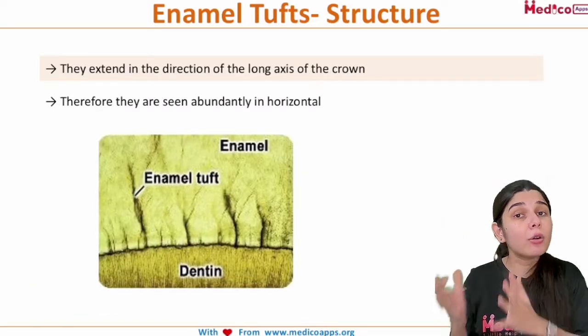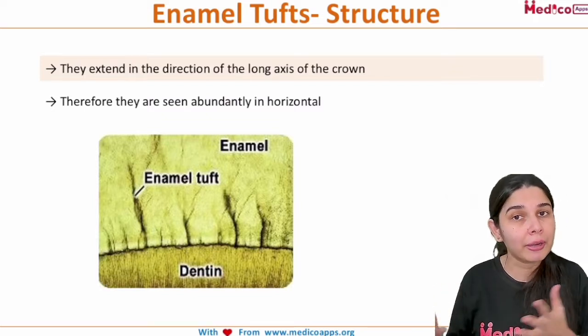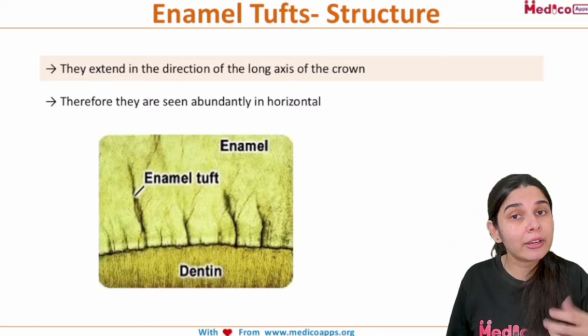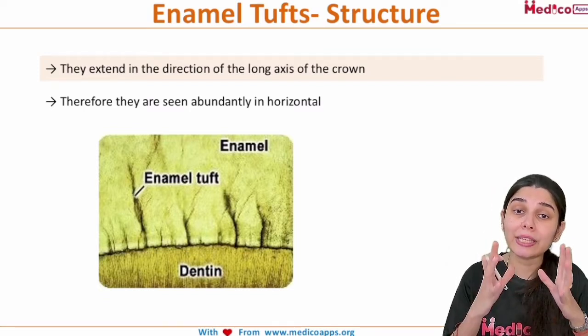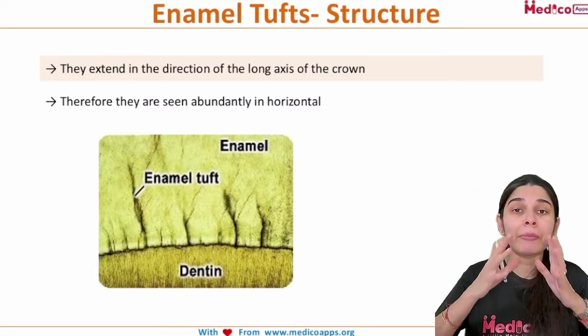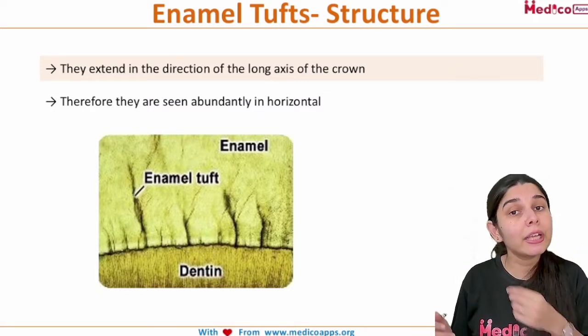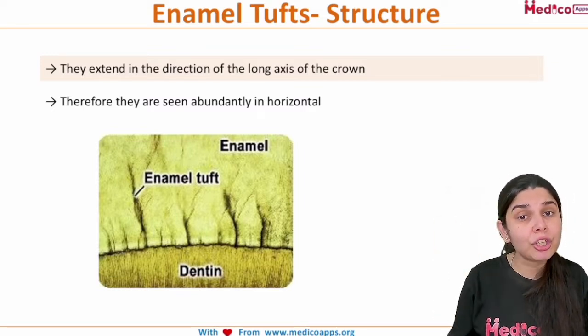With this, how does this appear? I have already told you that they appear like a narrow ribbon-like structure. They resemble tufts of grass. But where do they go? How do they extend? Extension, I have already told you that they extend into the enamel 1/5 to 1/3 of the thickness of enamel. But how do they extend? In which direction do they extend?